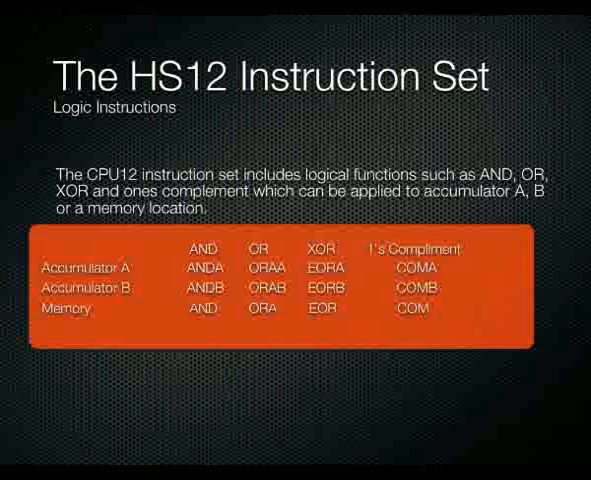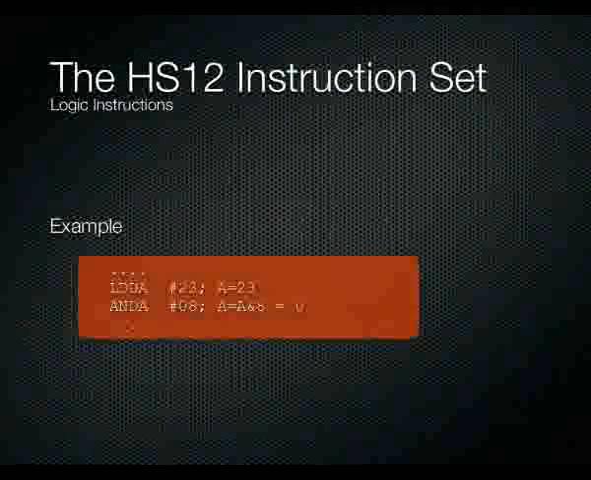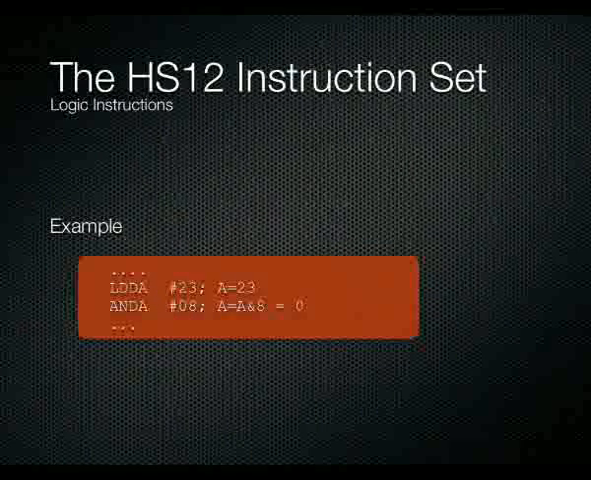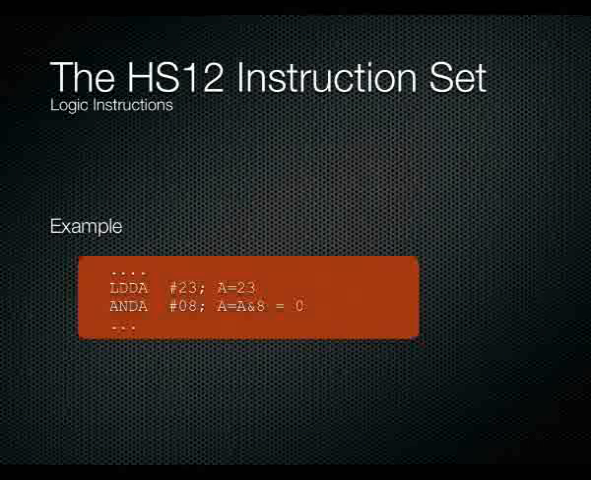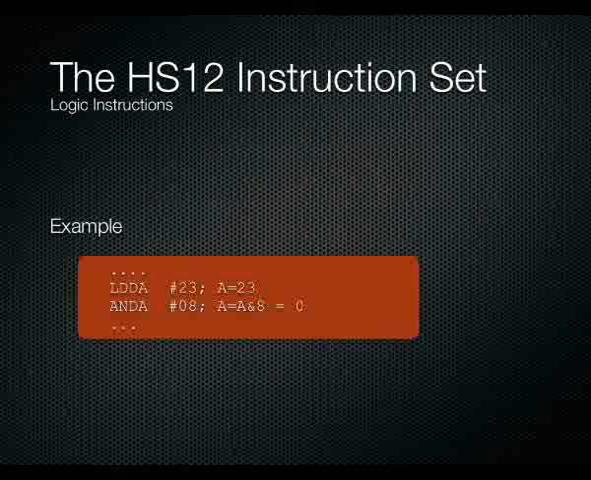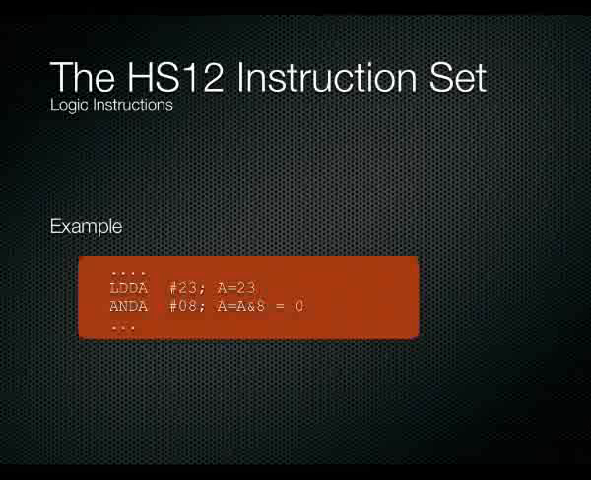Depending on which accumulator you want to do that on, or whether you want to do it on memory, you just pick the appropriate instruction. To give you a simple example, we load accumulator A with a decimal value of 23. We then AND accumulator A with the number 8. And of course the result will be 0 because the 4th bit is not actually set inside the number 23. So if we AND them together, we get a result of 0.